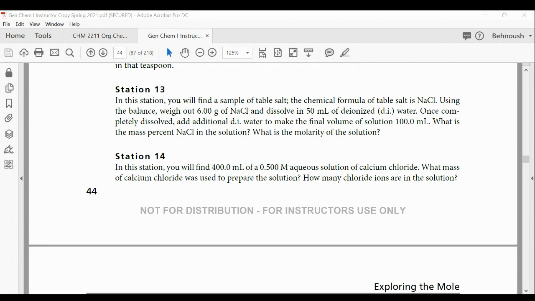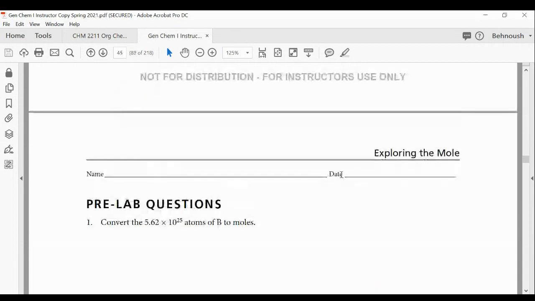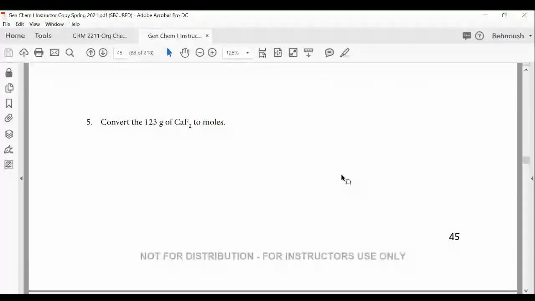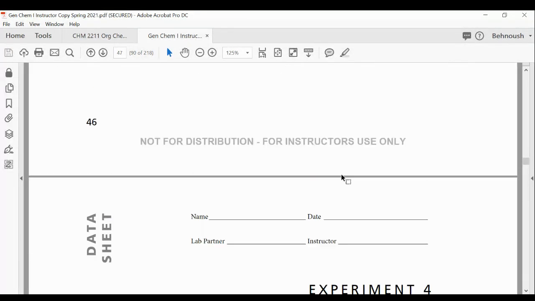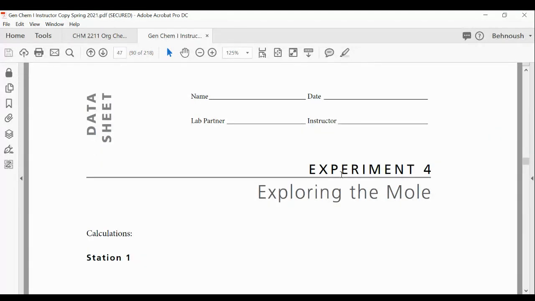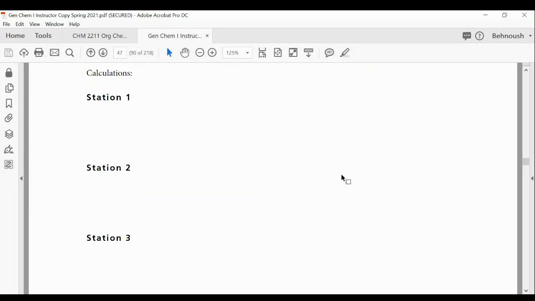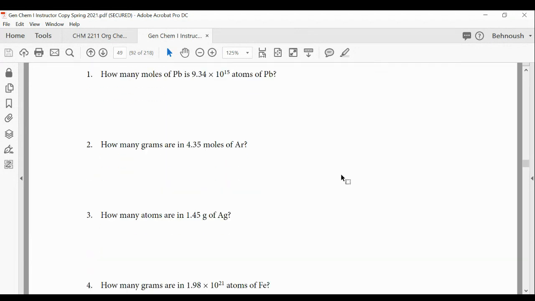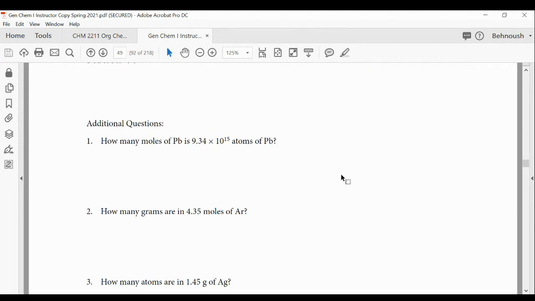Okay. Any other questions you might have? The rest is additional. You do have some additional questions, I believe. So with the 14 station, you get the data from the procedure and from the video. And for additional questions, this data is given already. These are just questions like you would get in your lecture.